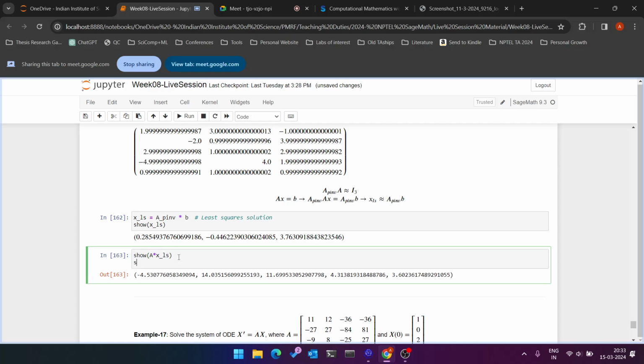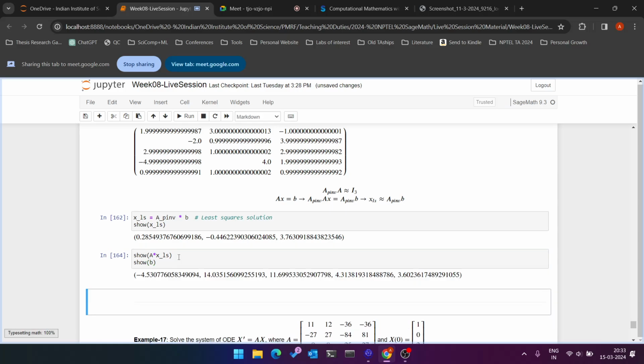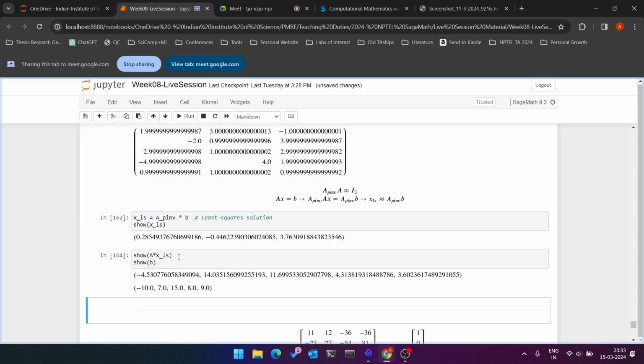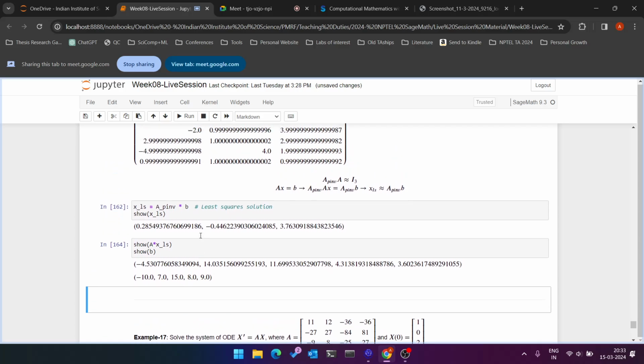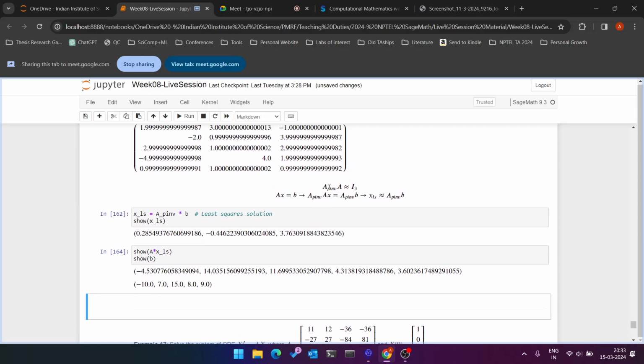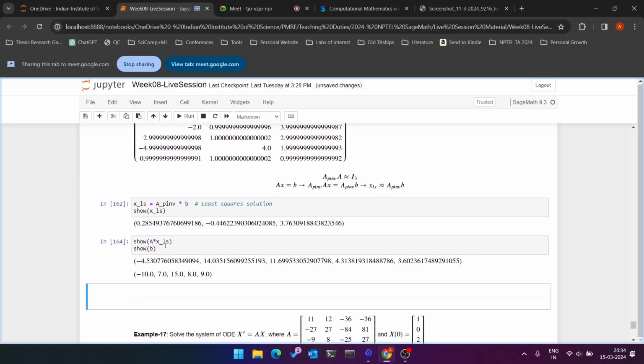XLS show. So my least square solution is quite some point far away from me, but this is how we can use the generalized inverse or pseudo inverse to obtain the closest solution of X.